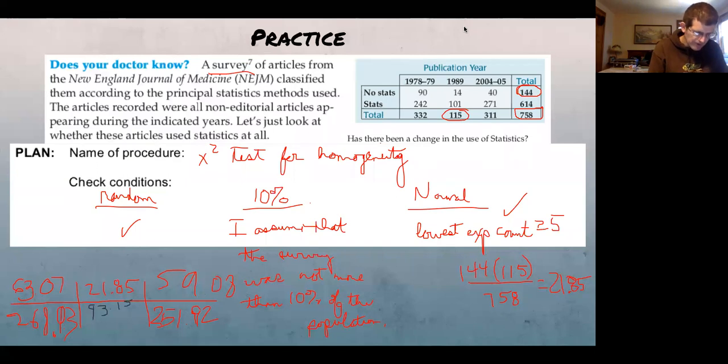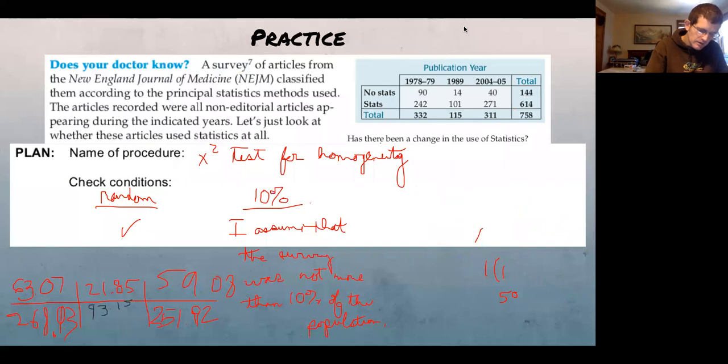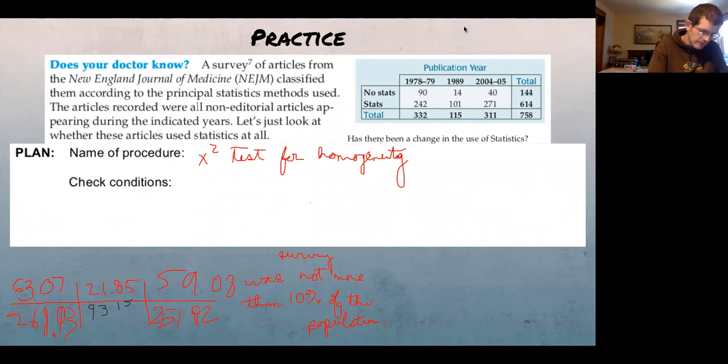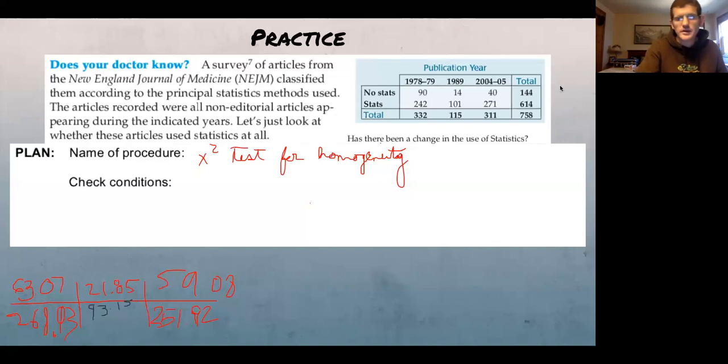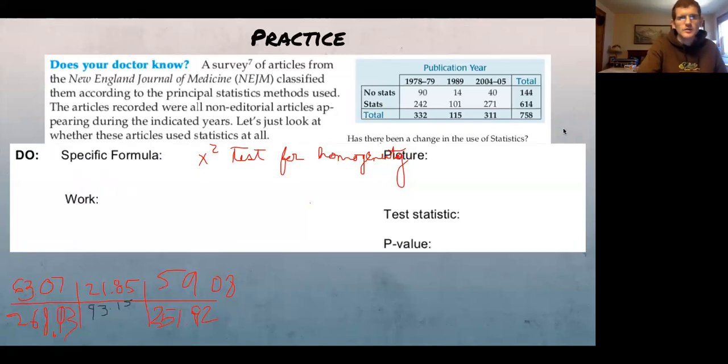I'm going to erase everything else that I wrote here though, if I can. It doesn't want to let me erase part of this. It's really not going to let me erase. I don't know, something's going on. It won't let me erase chi-square. So we'll just work through that.